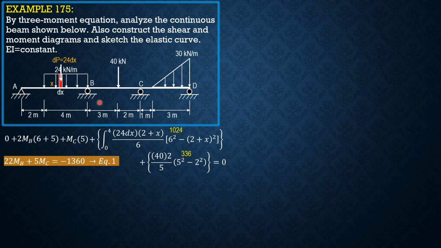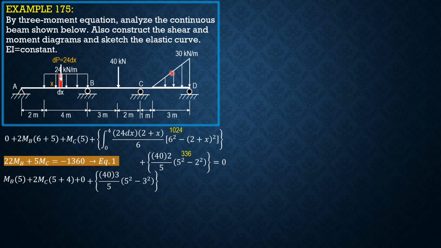We then write the three-moment equation on span BCD. Note that moment at D is 0. So we have MB times 5 plus 2 times MC quantity 5 plus 4. Then plus 0 plus the value of 6 area 1A over L1 for span BC, which is just 40 times A, 40 times 3 over 5, quantity 5 square minus 3 square.